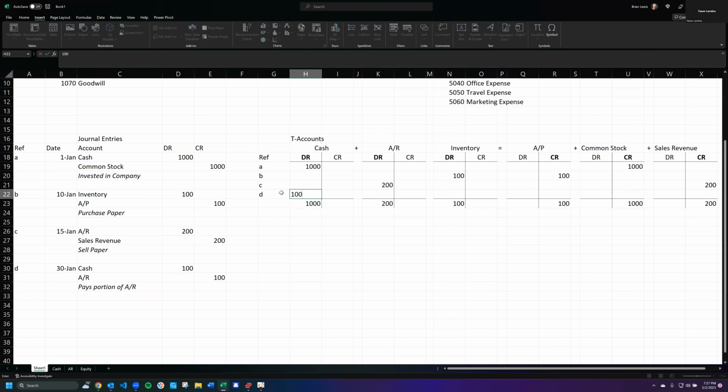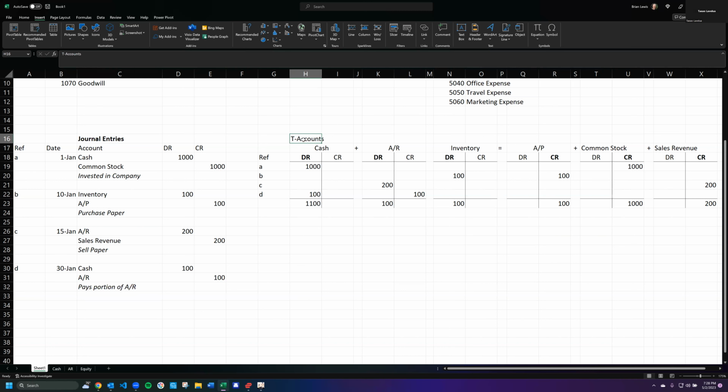This is 100, right? And inventory is a minus 100. So we balance on this side, because the debit is an increase and a credit is a decrease on the asset side. These balance, and nothing has to be done on this other side. Those are your journal entries.